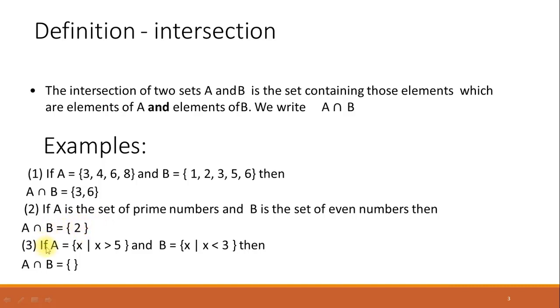Now, another example: if A is the set of all elements X such that X is greater than 5, and B is another set of all elements X such that X is less than 3, then there is no common element in these two sets, because A contains all elements X greater than 5 and B contains those elements which are less than 3. So in this case, the intersection of these two sets will be empty.